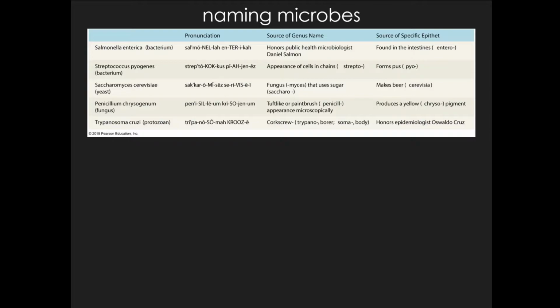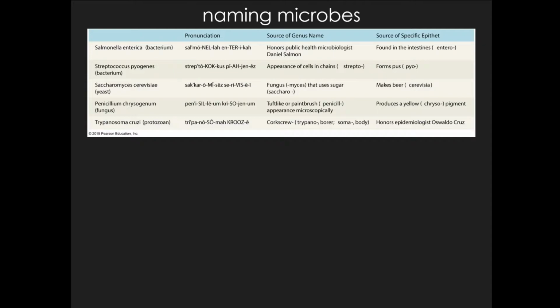Microbes are always named with their genus and species epithets, and those genus and species epithets, as you can see from the table on your screen, are often sourced in one of two ways. Either the source of the name is an honorarium or an honorific to acknowledge the contribution of some scientist to the study of that organism, or the source of the name is descriptive.